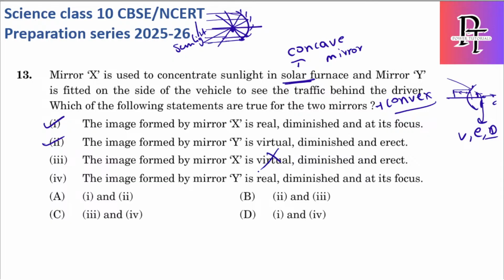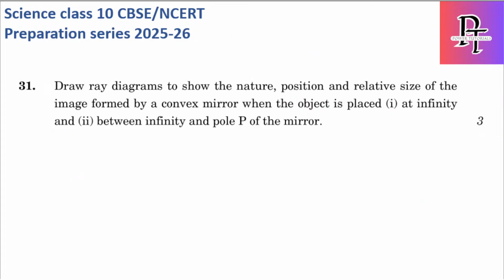Another option says the image of Y is real, erect, diminished, and at the focus. Virtual is wrong. It is virtual, not real. Also it is not at the focus. It is between P and the focus. Okay, so only 1 and 2 are correct. The option is A. So let's go to the next question.